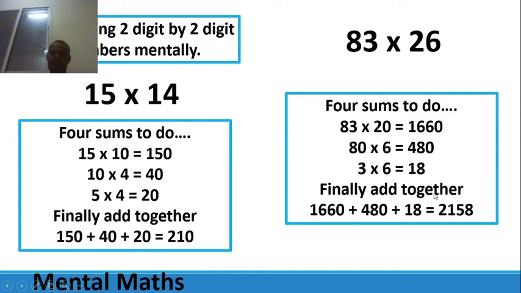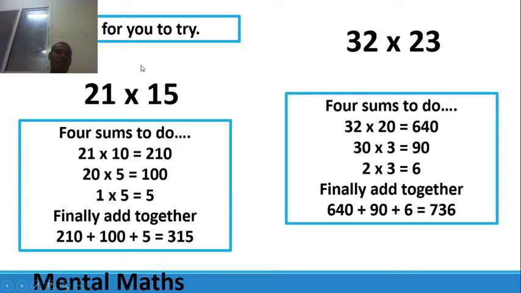Then 80 multiplied by 6 gives 480, then 3 by 6 gives 18. Finally, add together, my learners, to get 1660, because 83 by 20, then plus 480, because 80 multiplied by 6 is 480, plus 3 by 6, which is 18, gives 2158.